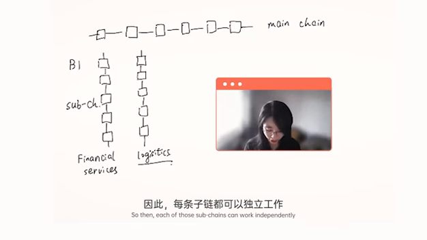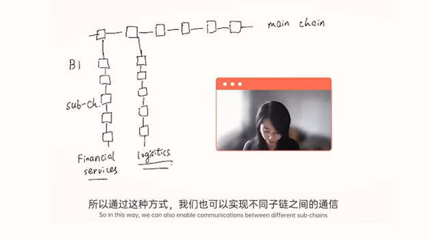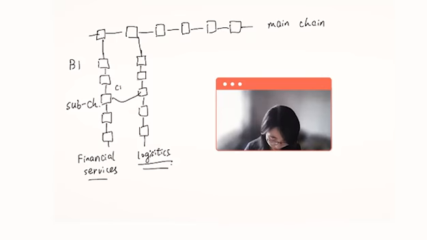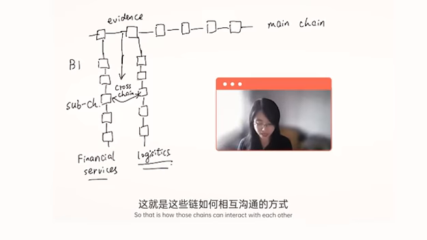So then each of those subchains can work independently. And those subchains can all connect to the main chain. So in this way, we can also enable communications between different subchains. We call it cross-chain communication. And those cross-chain communications can be enabled based on the evidence provided by the main chain. So that is how those chains can interact with each other.